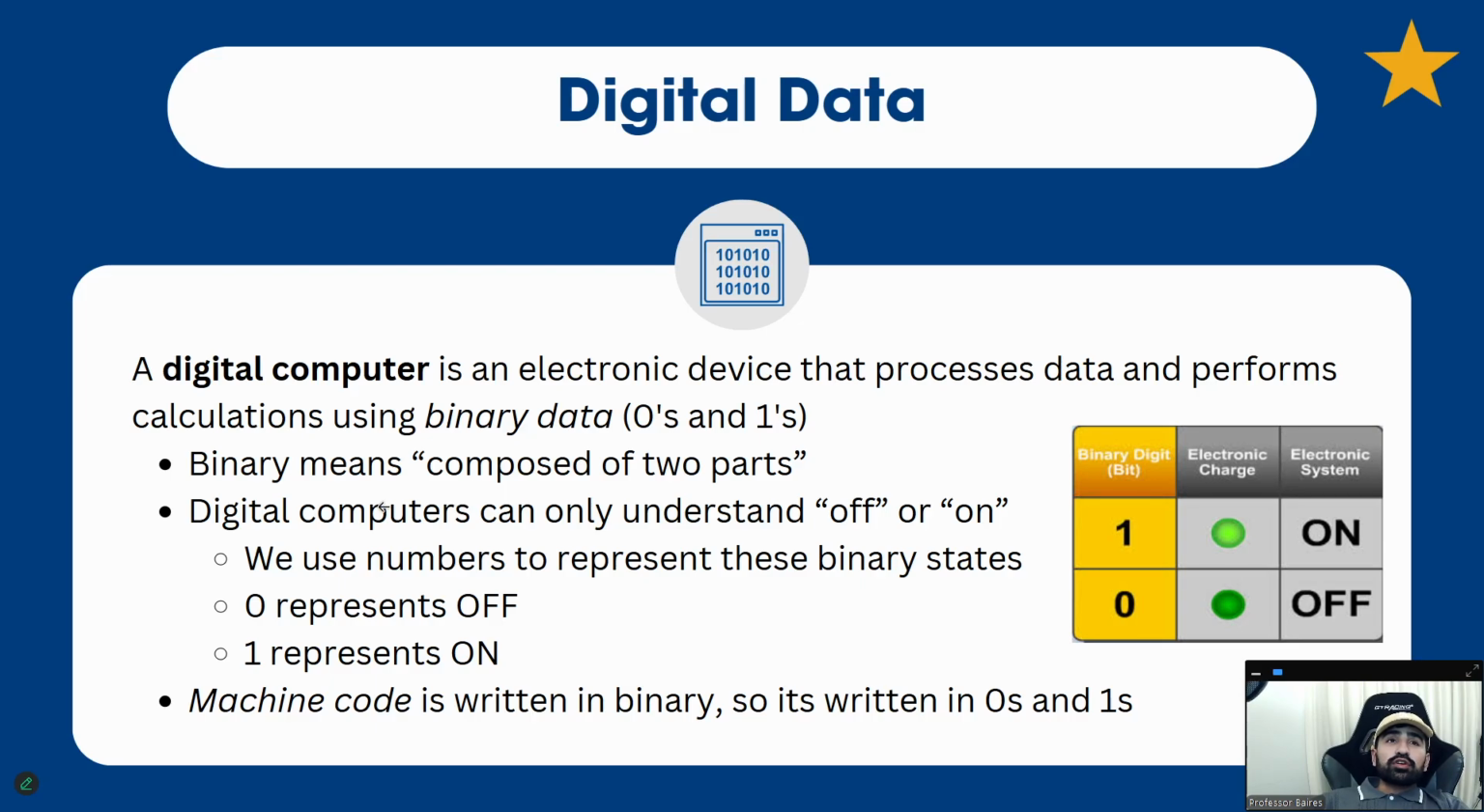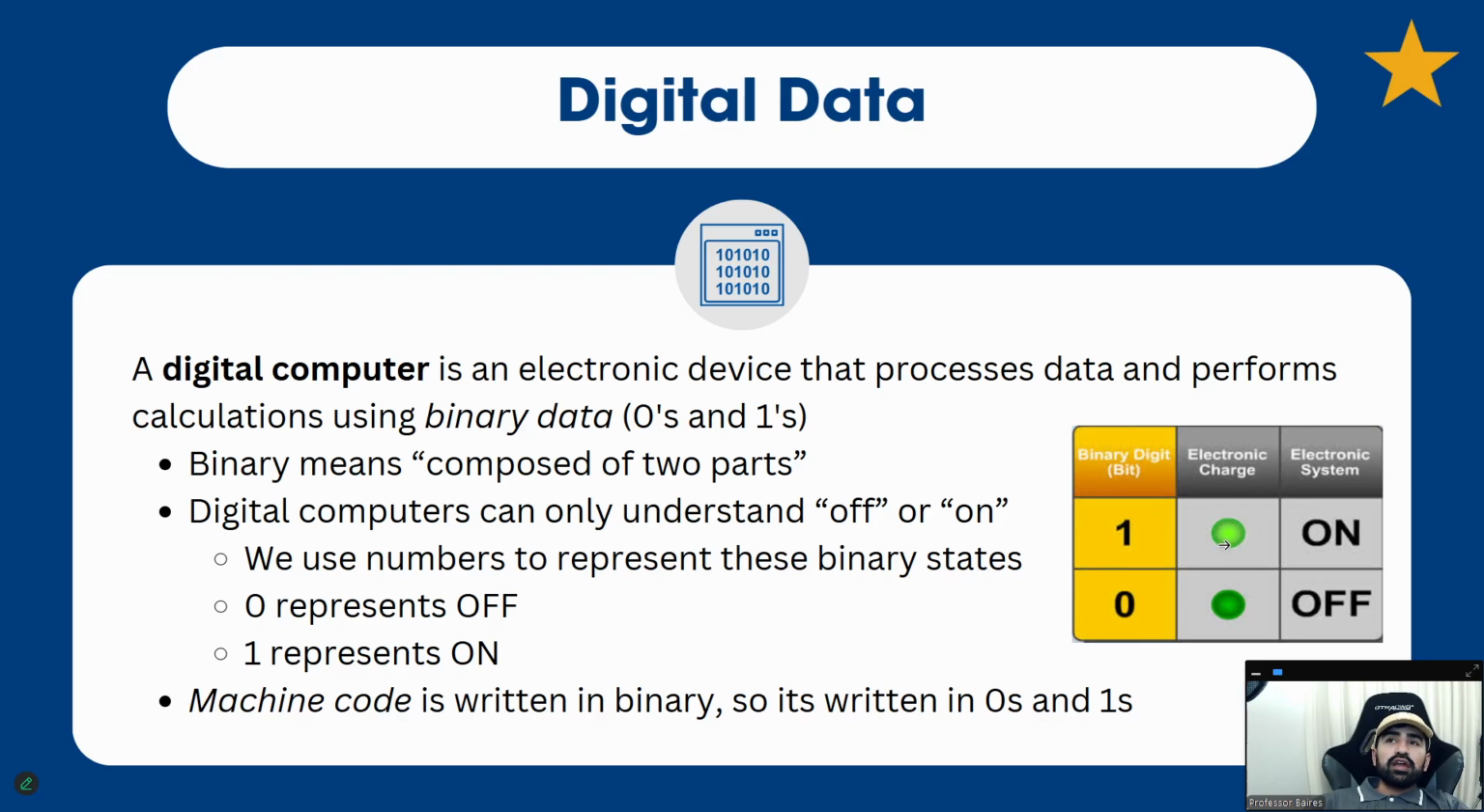Well, what are the two parts we're talking about when we're referring to computer data? Well, digital computers can only understand two states, off or on. Of course, nowadays we're moving into quantum computing, and now we're exploding the number of states that a computer can handle. But when we're talking about digital computers, it's just two states, off or on. So off we represent by a zero, which makes sense, and on we represent by a one. So we use these numbers to represent the binary states of on and off.